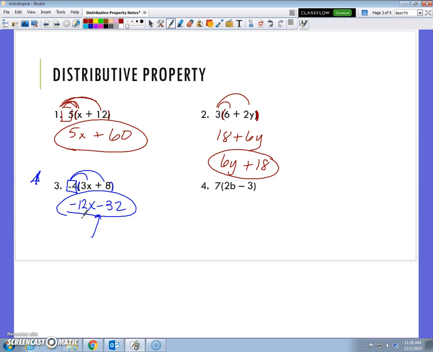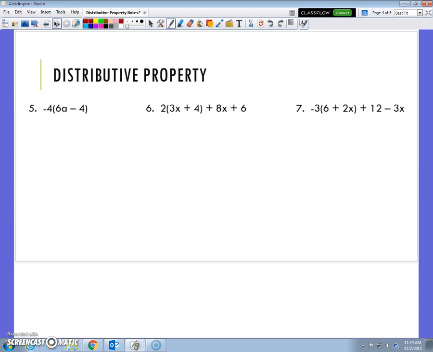So like I said, once again, make sure you have a star and a smiley face there next to number 3. It's very, very important. Number 4, sorry. Distribute my 7 into both parts. 14b minus 21. Pretty straightforward. Make sure the 7 gets multiplied by the 2b and the 7 gets multiplied by the negative 3. Okay, it's a minus 3. It's a negative 3.